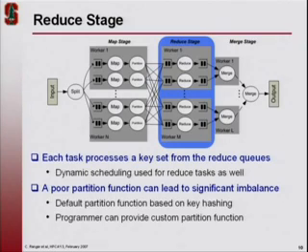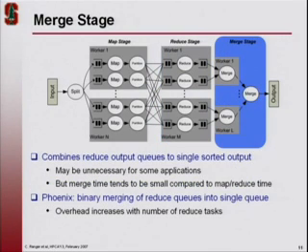So after all the reduce tasks finish, the merge stage starts. In the original MapReduce model, it simply ended at the reduce stage, and the final output was this set of reduce queues. We added the merge stage, which combines all the reduce queues into a single sorted output queue. This may be unnecessary for some applications, but the merge time tends to be small when compared to the map and reduce stage times. In addition, it's convenient for many shared memory applications to have this. How it works is we do a binary merging of reduce queues until there is a single sorted output queue. And that's the overall execution of our runtime.